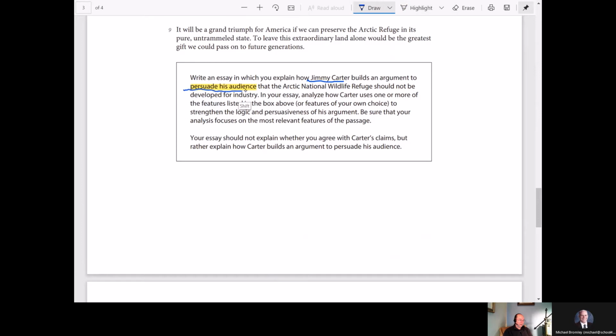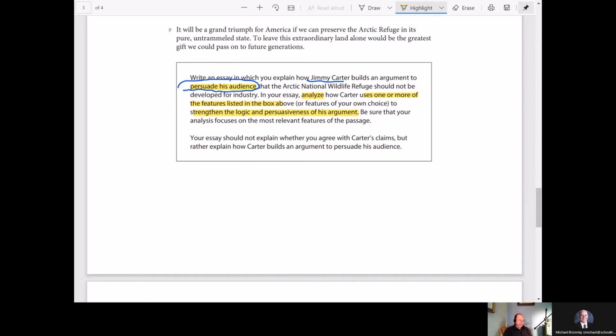We're going to measure the persuasiveness of this text and we're going to analyze how that works out, and we're going to make judgments on it. And then they tell us what he does. He says that the Arctic wildlife refuge should not be developed for industry. In your essay, analyze, so break it apart, analysis is to tear things apart, how he uses one or more of the features listed in the box above, which we went over, emotional appeals and facts and evidence, and to strengthen the logic and persuasiveness of his argument. So we are not considering what he says. We're considering how he says it, how he goes about making his case.